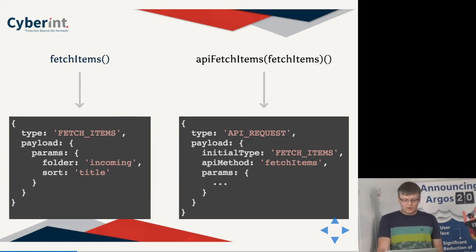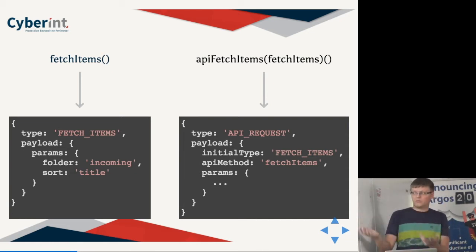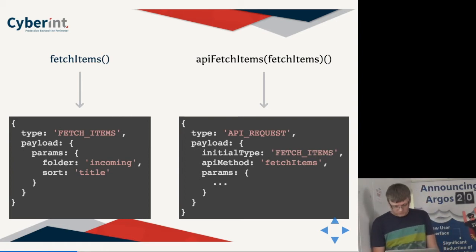So first, we show that this action is actually an asynchronous action, which invokes the fetch items API method. So we change the type of the action to API request to indicate that it's an asynchronous API request, and we add which method and which initial action type it was.